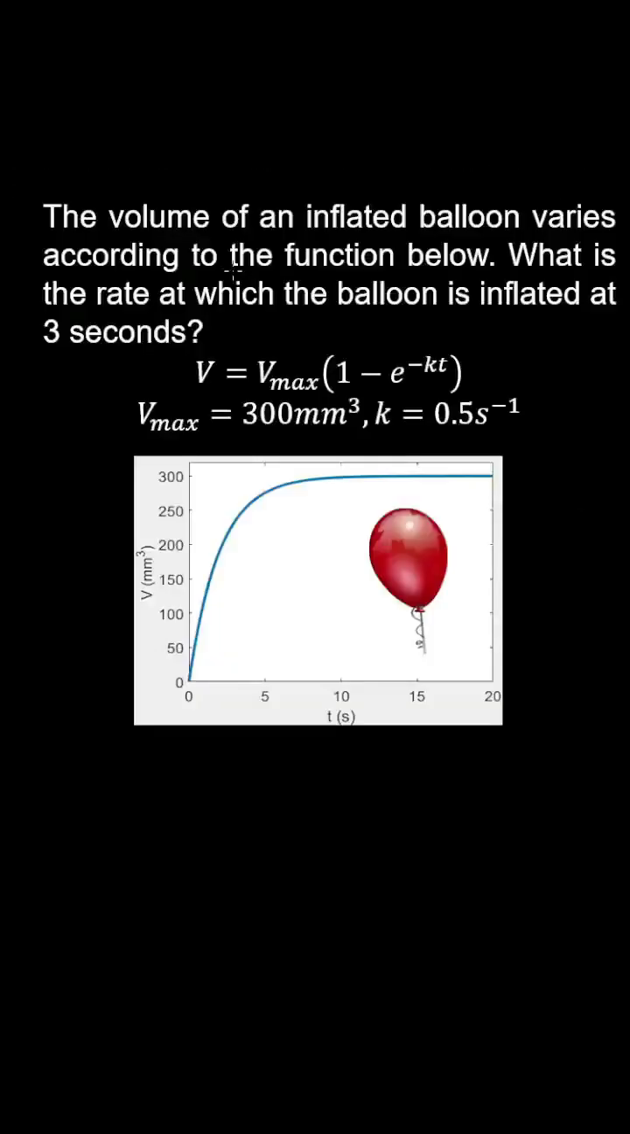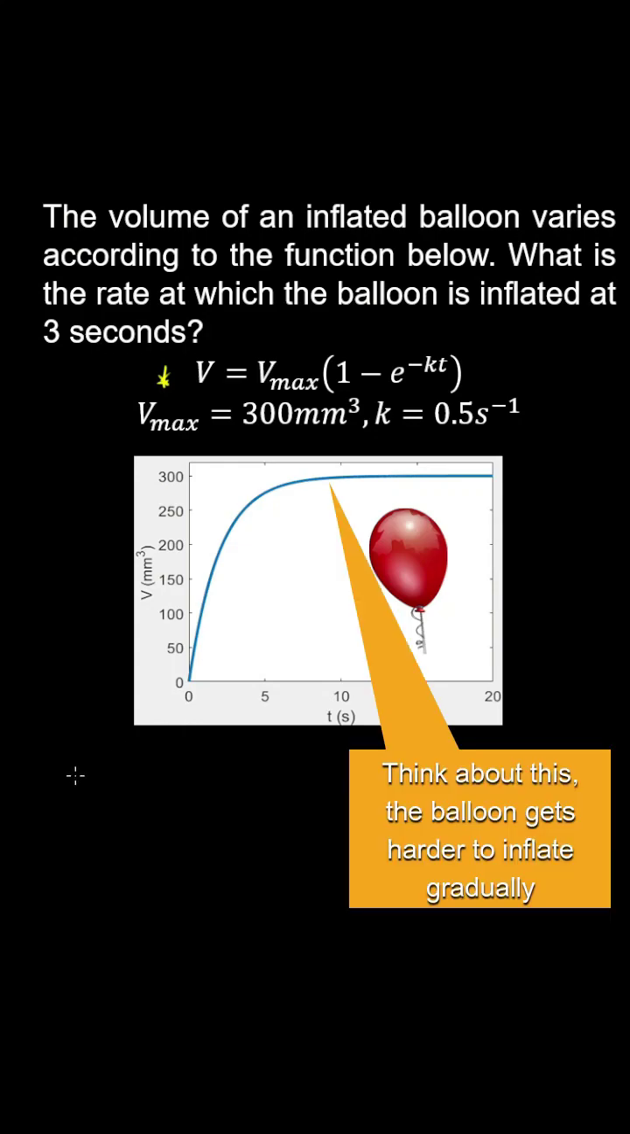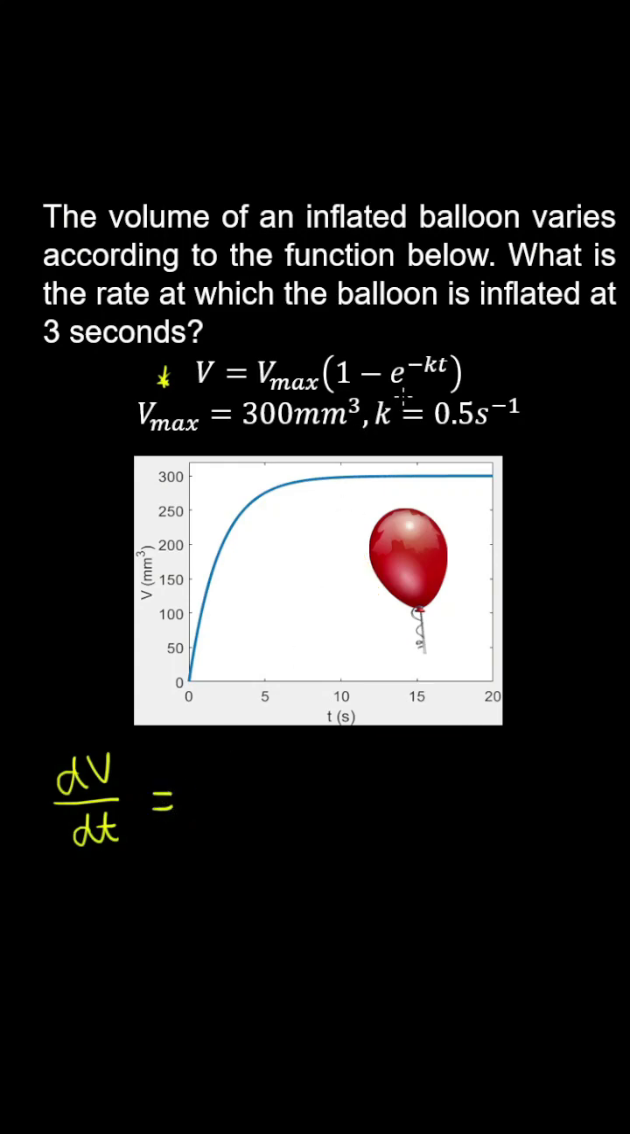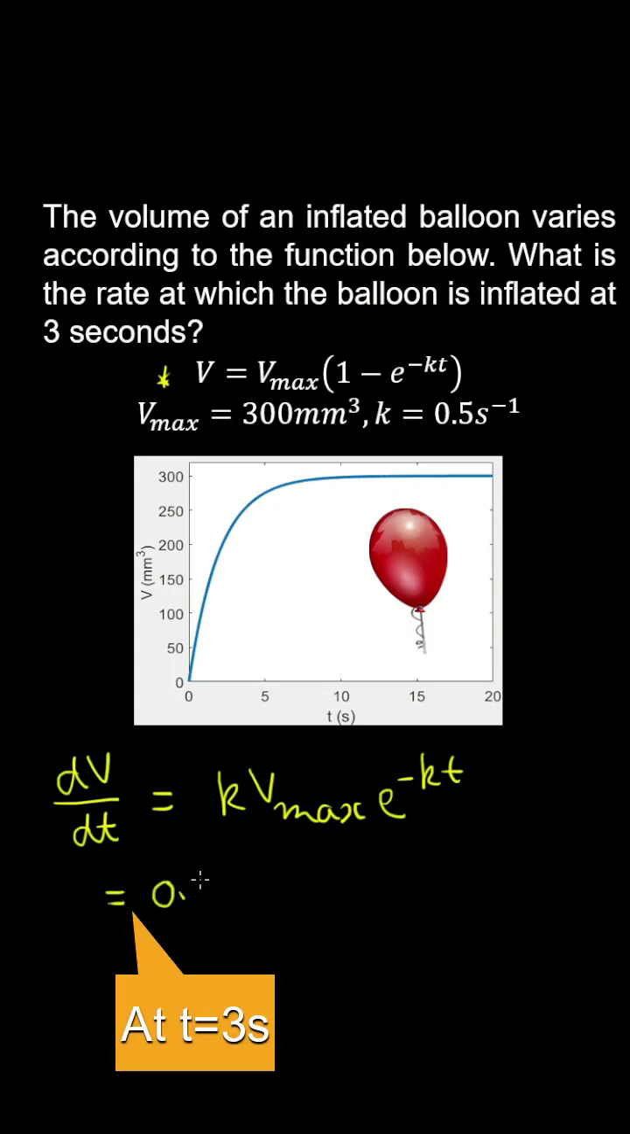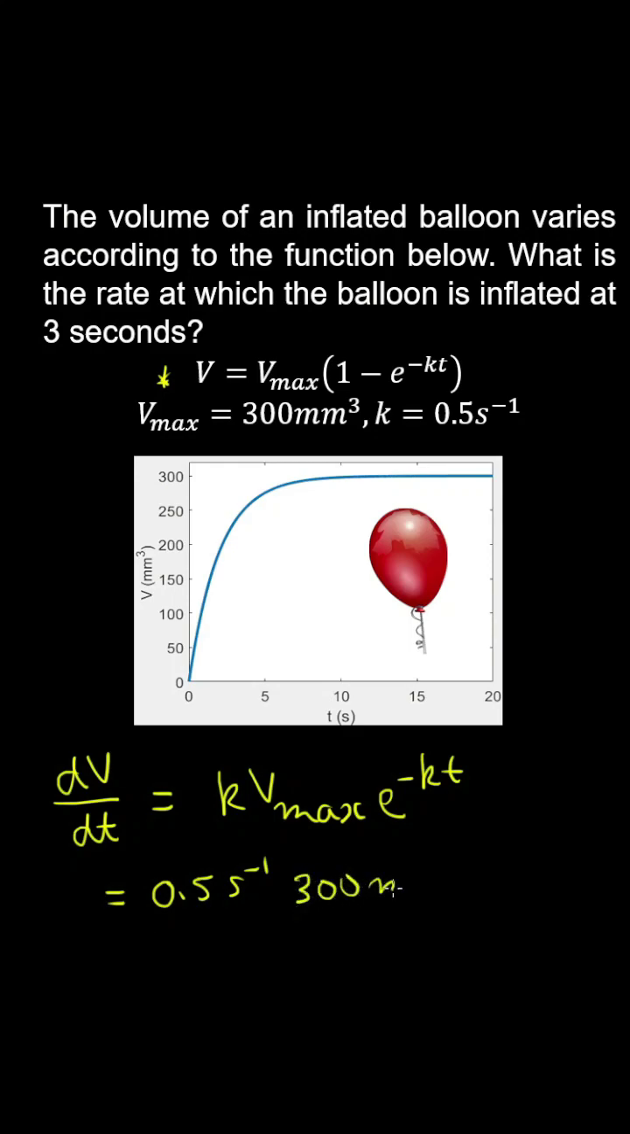of the derivative. The volume of an inflated balloon varies according to the function below. And what is the rate at which the balloon is inflated at 3 seconds? So in this context, the rate of change of volume with respect to time is equal to negative k by the maximum volume by e to the minus kt. And that's equal to 0.5 per second multiplied by 300 millimeters cubed multiplied by e to the negative 0.5 per second multiplied by 3 seconds.